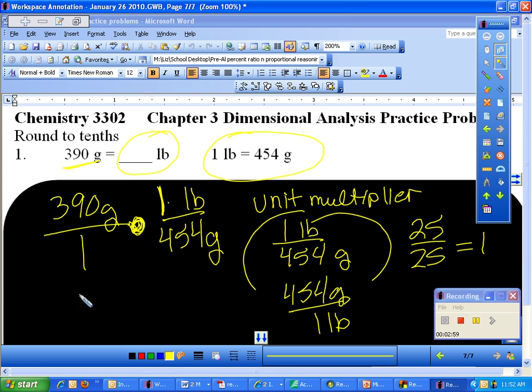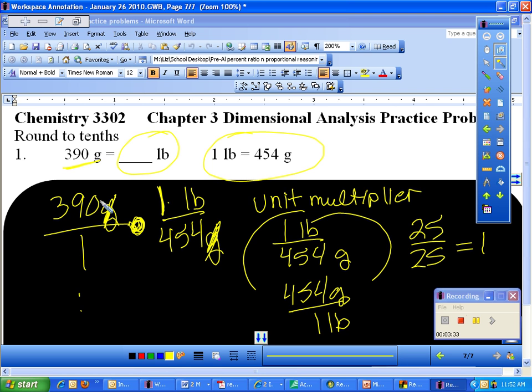Exactly. When we're multiplying fractions together, like 1/2 times 2/3, the only way I can cancel those 2's is if 1 is in the denominator and 1 is in the numerator. If I had set up my unit multiplier the other way so that the grams were both in the numerator, I wouldn't be able to cancel. And the whole point of doing this is to be able to cancel out the grams and leave the pounds behind. So the grams are canceled.